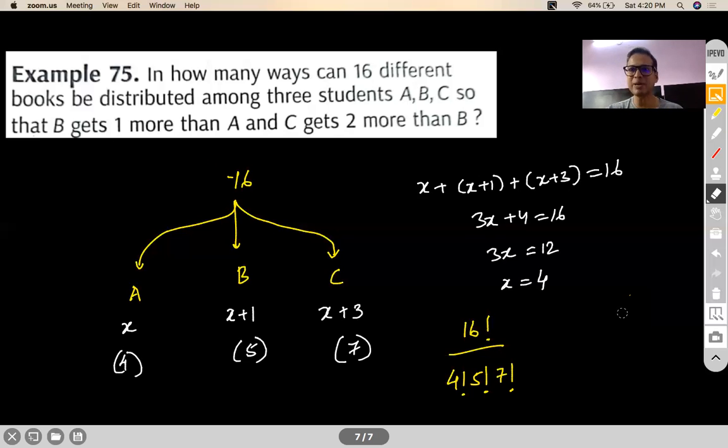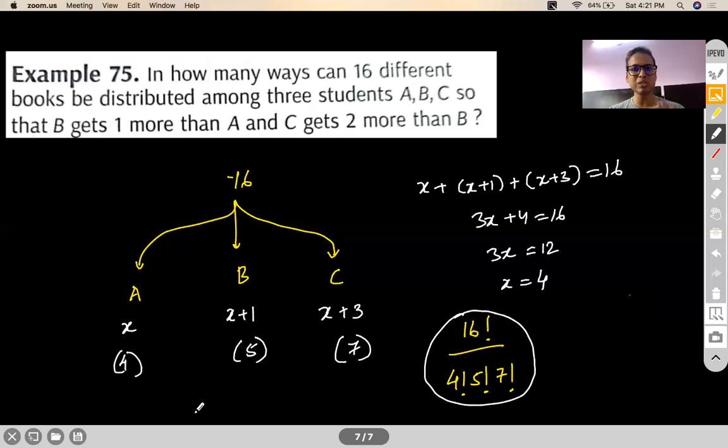But this is a predetermined number of books. A should get 4 only, B should get 5 only, and C should get 7 only. You cannot shuffle the same 5, 7 and 4 books among these 3. No, that would be wrong then. So you have to stop here and this would be your answer. Guys, this is where many people will make mistakes because they have rote-learned the answer. They don't know from which logic those formulas come out.